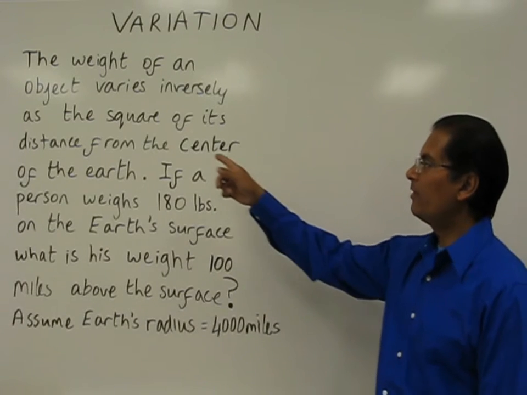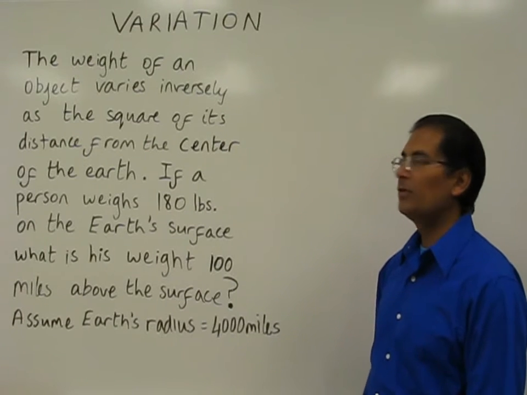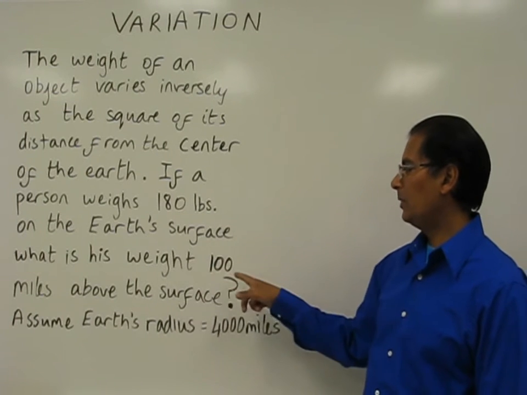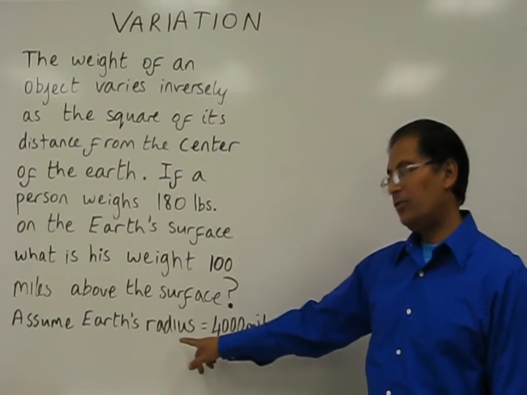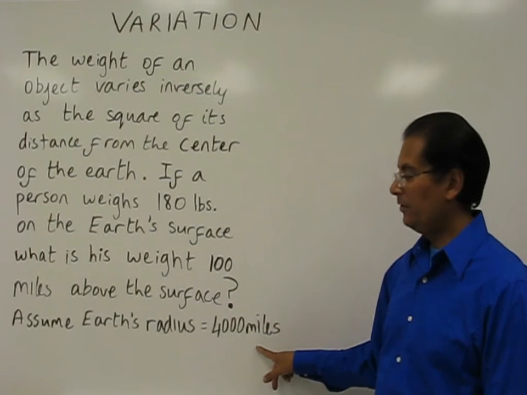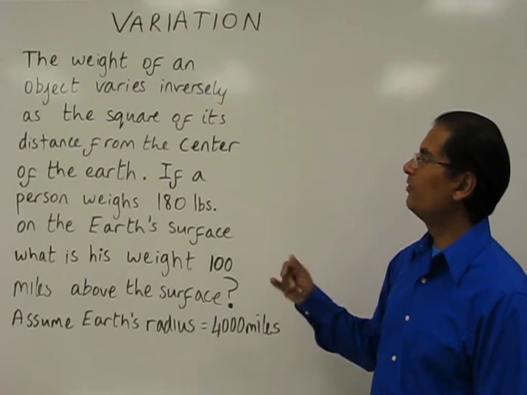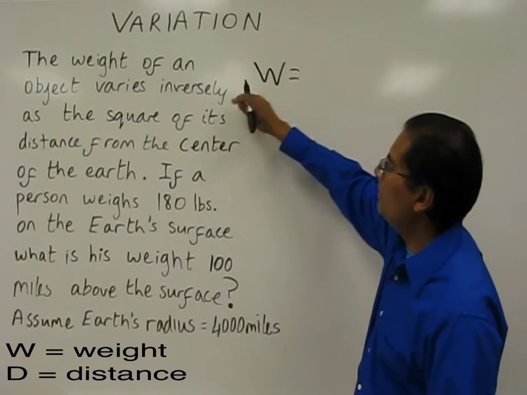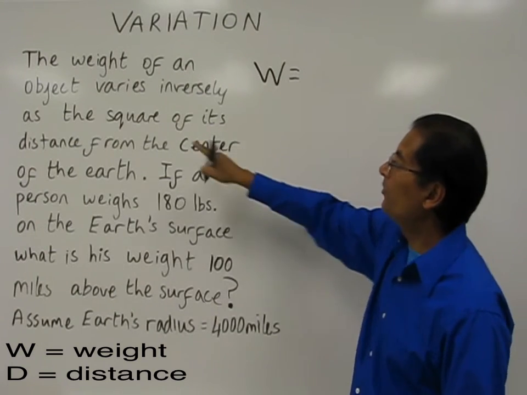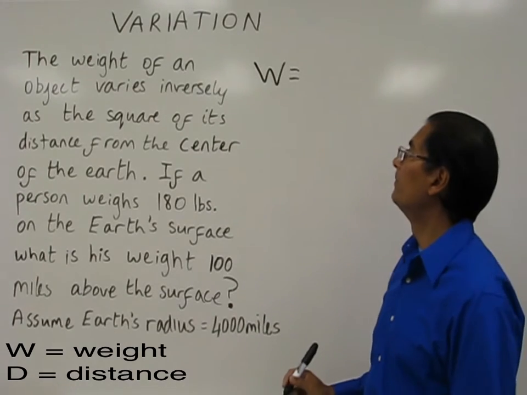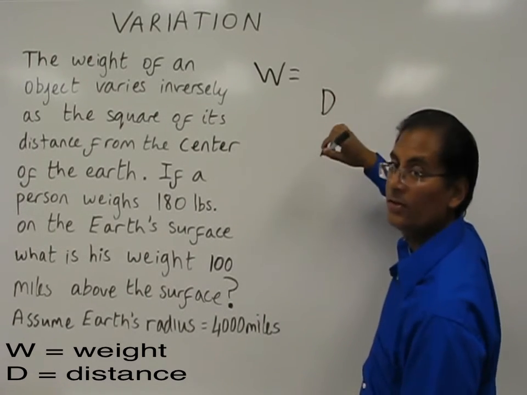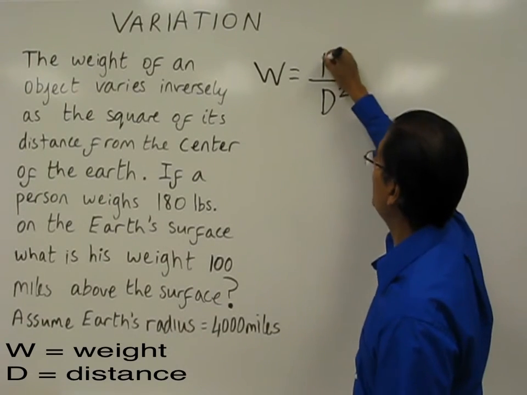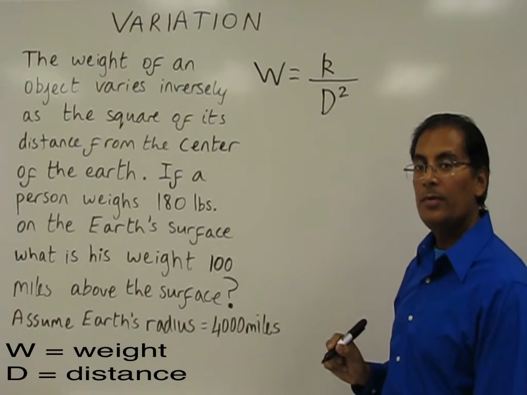The weight of an object varies inversely as the square of its distance from the center of the Earth. If a person weighs 180 pounds on the Earth's surface, what is his weight 100 miles above the surface? Assume the Earth's radius is 4,000 miles. Now we're given an inverse relationship here. We're told that the weight, we'll say W, varies inversely as the square of the distance from the center, so we'll call that d, for distance from center, squared. It's an inverse relationship, so d squared sits in the bottom, and we have a k up here. So W equals k over d squared.